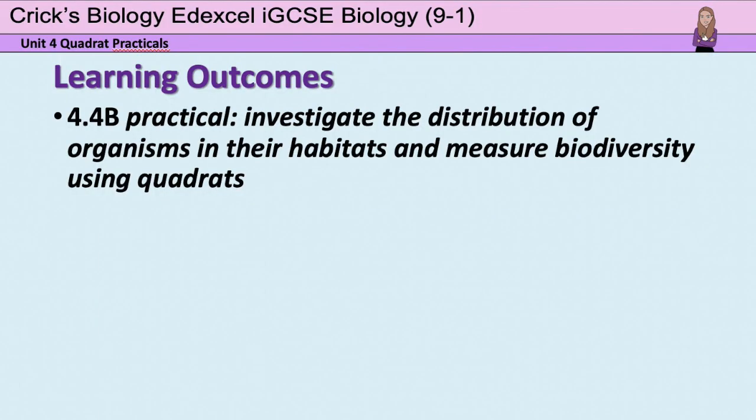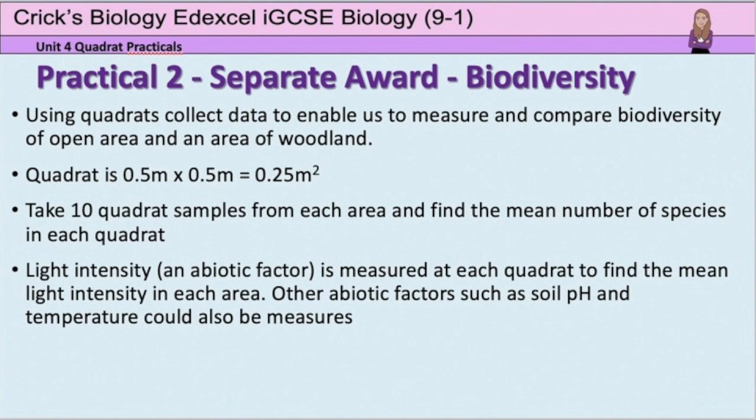For the separate award science, you also need to investigate the distribution of organisms in their habitats and measure biodiversity using quadrats. To measure species richness, we will count the number of different species in each quadrat in the wood and in the open area.